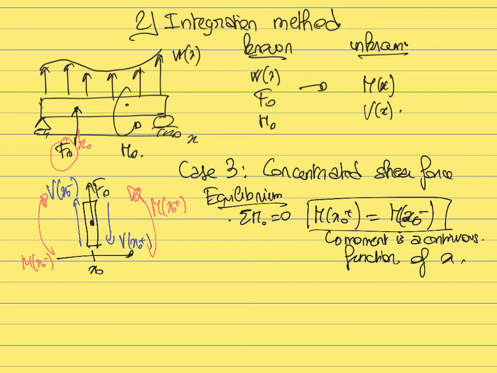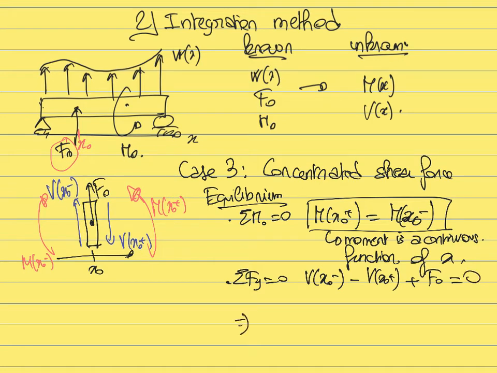So now let's look at the sum of the forces along the y-axis, the sum of the projection of the forces along the y-axis. So what do we have? We have the concentrated shear on the left, which has a positive projection, concentrated shear on the right, which has a negative projection since it's going downwards. And we have the concentrated force F naught. The sum of the forces must be balanced.